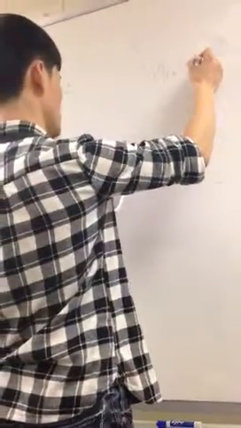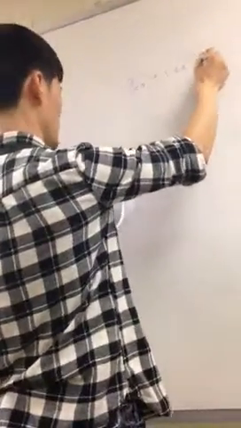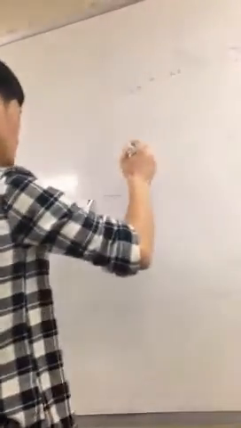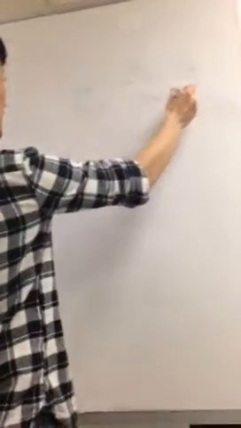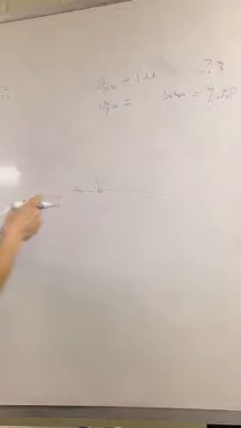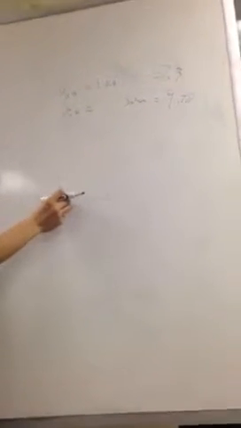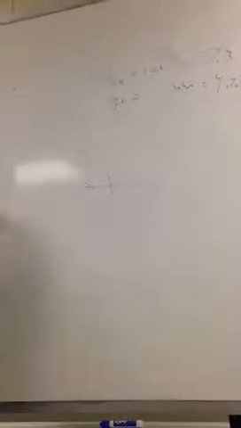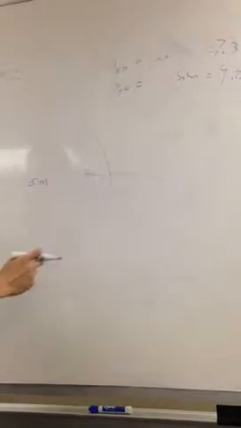VX0 is 12.2 cosine of this angle, and if you calculate, it is 7.3. VY0 is sine, and if you calculate, it is 9.78. So that's the initial velocity, and then the question gave you that when it hits the ground, the horizontal distance to the base of the building is 25 meters.